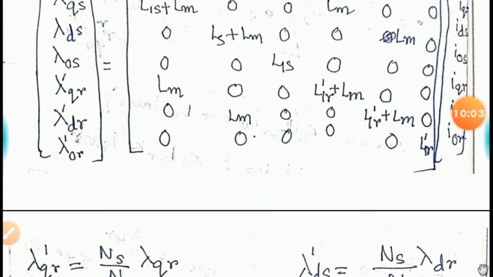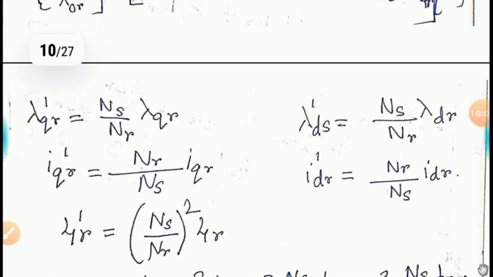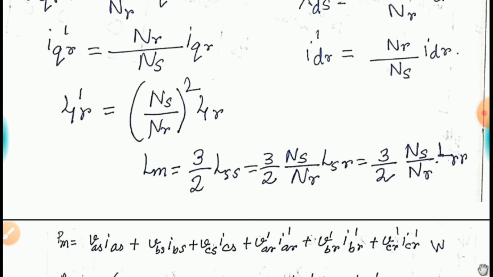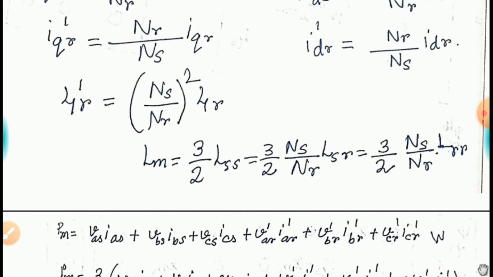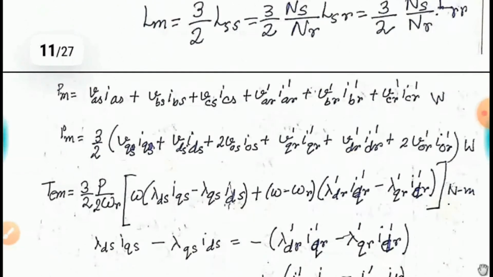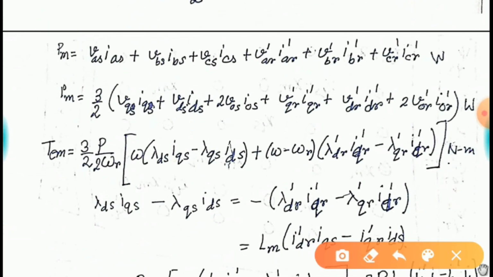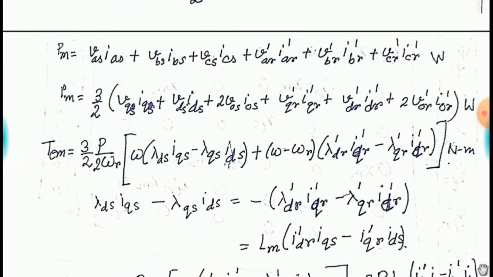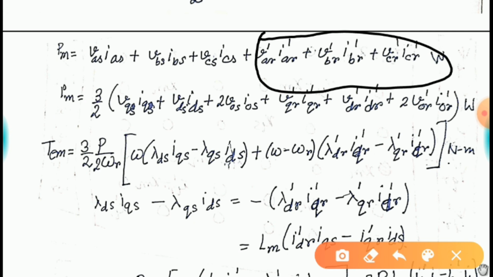Please consider them. So just by using the simple transformer relation, we can have all these transformations, and here we can see how ALM is equal to 3 by 2 LSSS. I'm not interested in the formula. Now, very importantly, in our power equation, if you consider a squirrel cage induction motor, then you can drop these last three terms; they won't be there.